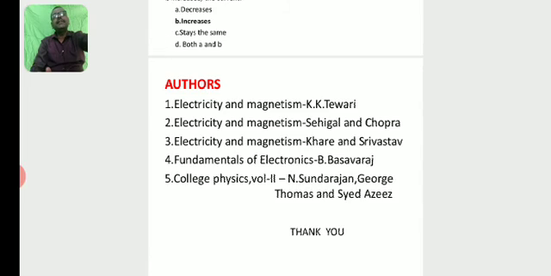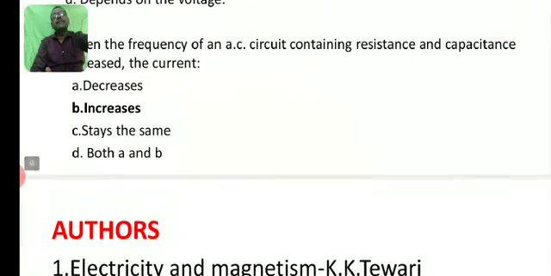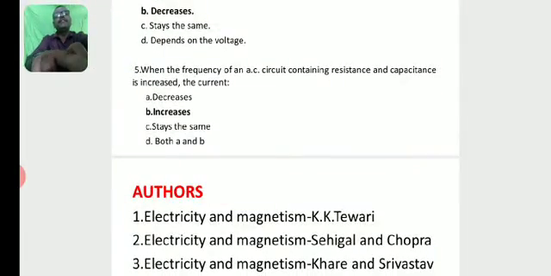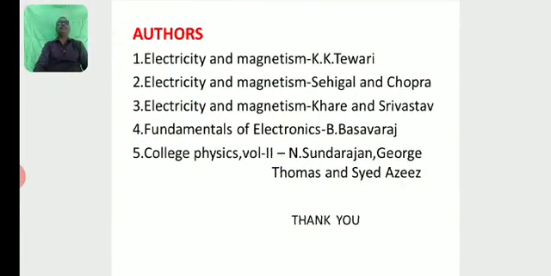So the references for the study of basic electrical components: Electricity and Magnetism, K.K. Tiwari; Electricity and Magnetism, Sehgal and Chopra; Electricity and Magnetism, Kare and Srivastava; Fundamentals of Electronics, B. Basavaraj; College Physics Volume 2, N. Sundarajan, George Thomas and Syed Hafiz.